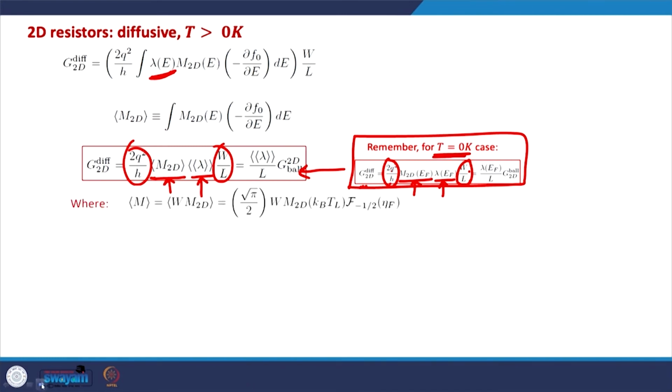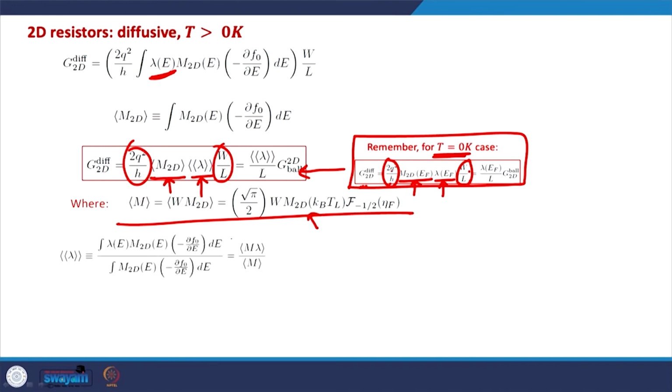And again, this average of M2D E for non-degenerate conductors is given by this value. This we have already seen. The double average of the mean free path can be calculated from this expression, and here we might need to use the Fermi-Dirac integrals and the expression for the number of modes.